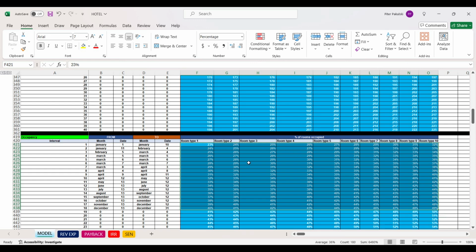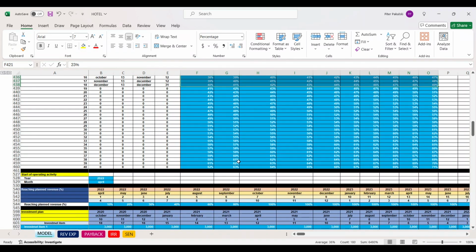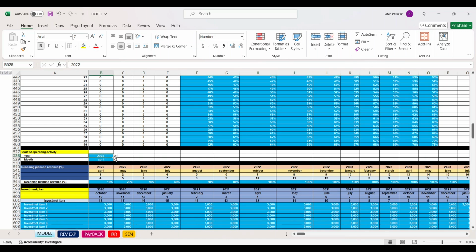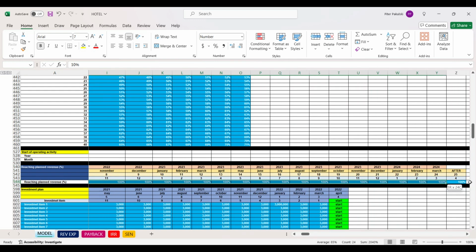In this table of inputs, we set up the year and month when our hotel starts its operating activity and receives its first revenues. When we open a new business, we won't be able to reach the target revenues right from the first month of operating activity. Here, we specify the percentage of target revenues for the first 24 months of operating activity.